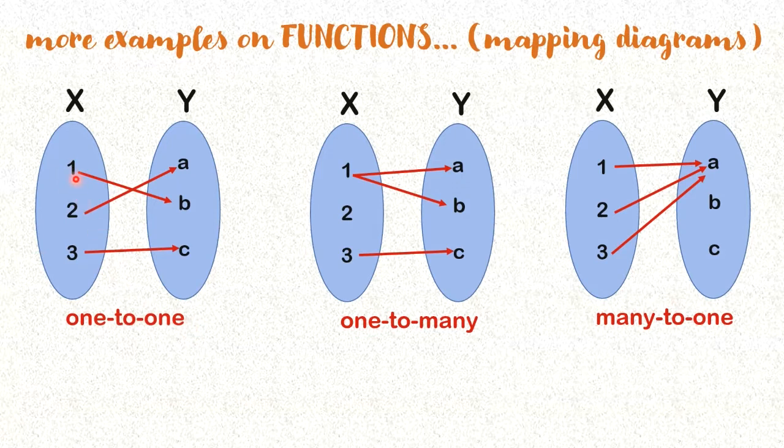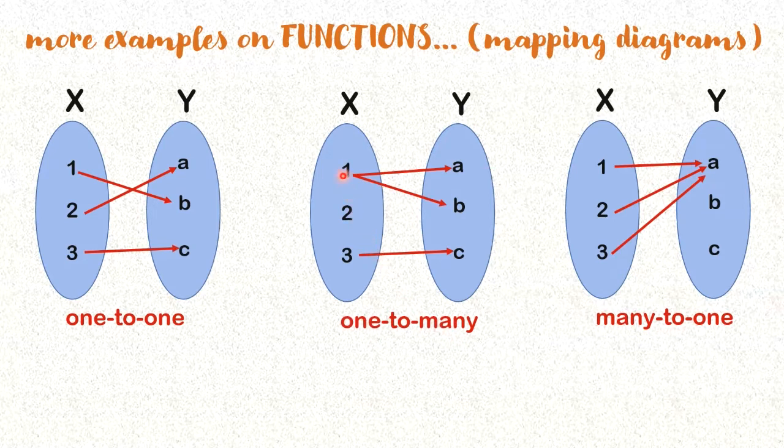Isang element ng x nakapair lamang sa isang element ng y. Okay? Tingnan nyo, 1 B, and then 2 nakapartner kay A, and then 3 nakapartner kay C. What about one to many? Bakit siya one to many?